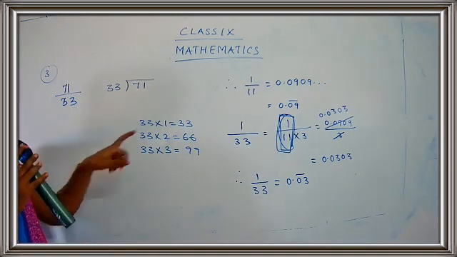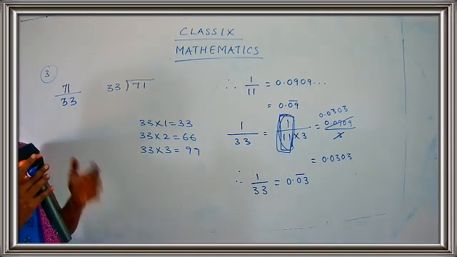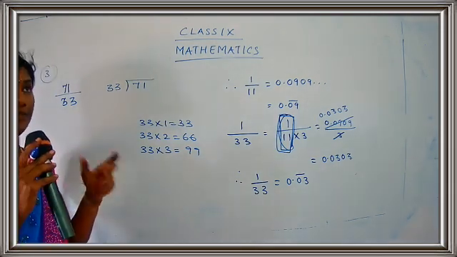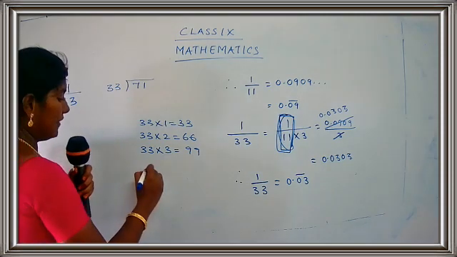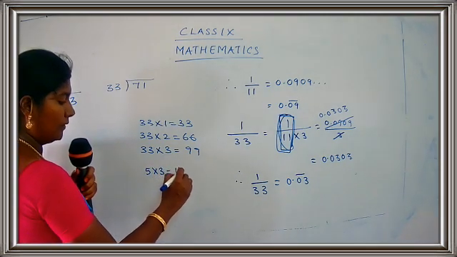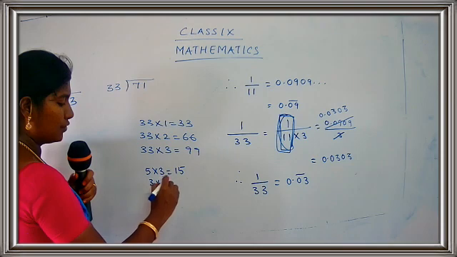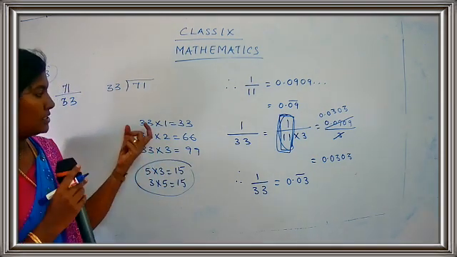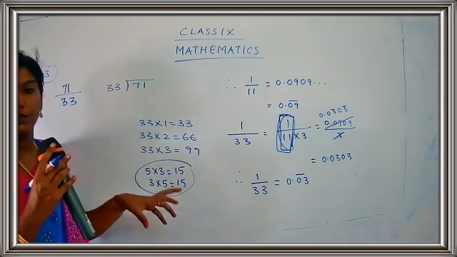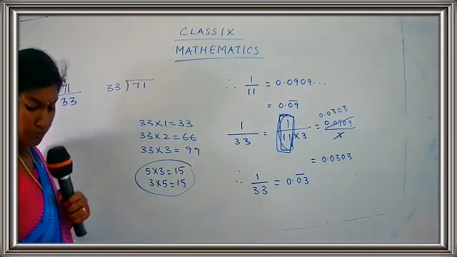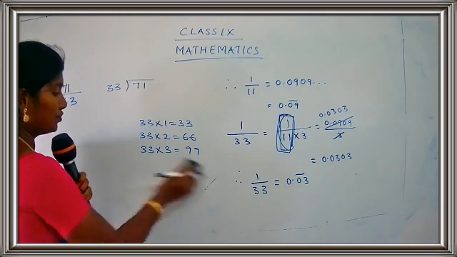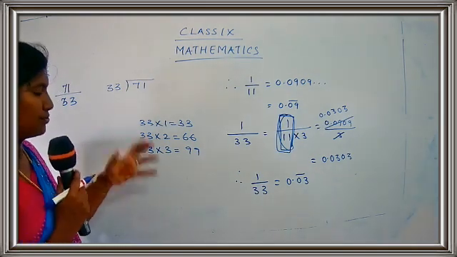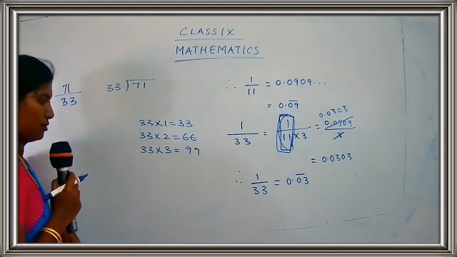You people may say that ma'am is writing 33 into 1. As you know, multiplication can be written either way. If you write 5 into 3, it's going to give you 15, and if you write 3 into 5, this is also going to give you 15. So you can write 1 into 33, or you can write 33 into 1. It's one and the same. So you should learn the different ways of writing the multiplication. I'm just using 33 into 1, 33 into 2, and so on.